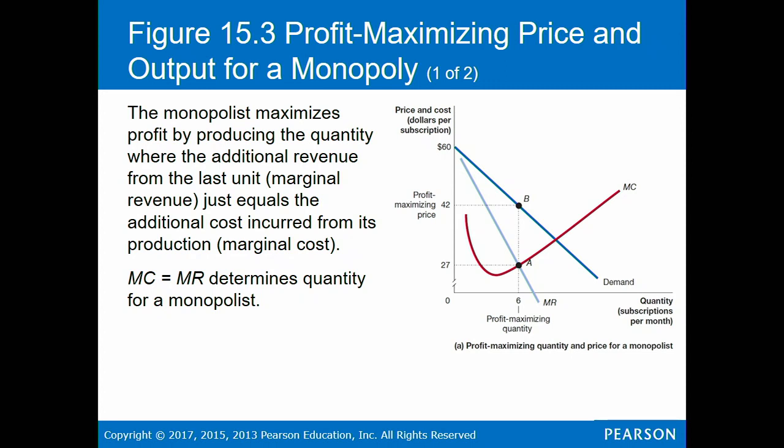So at 6 units, the marginal revenue they're getting is $27 from that last unit they're selling. But consumers, for that profit maximizing quantity at 6, are willing to pay, trace up to the demand curve, $42. They're willing to pay more at that level of production. So monopolists are going to charge that higher price.